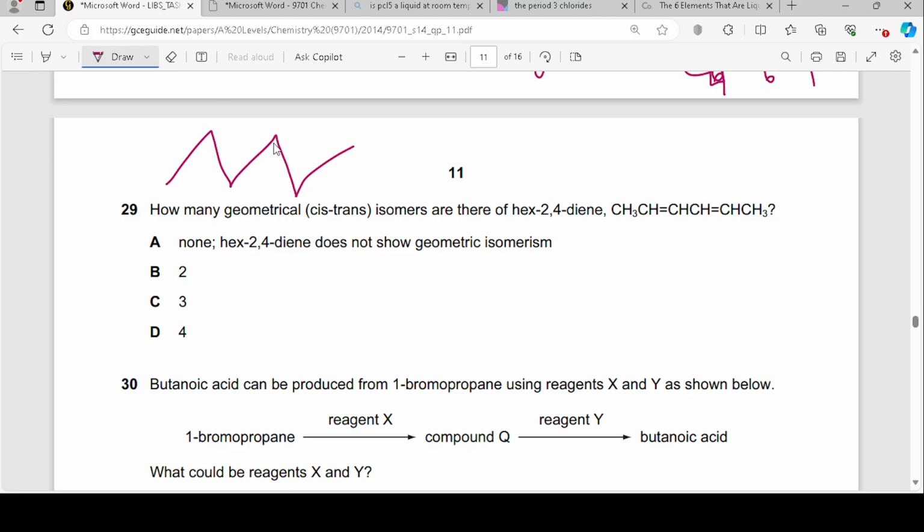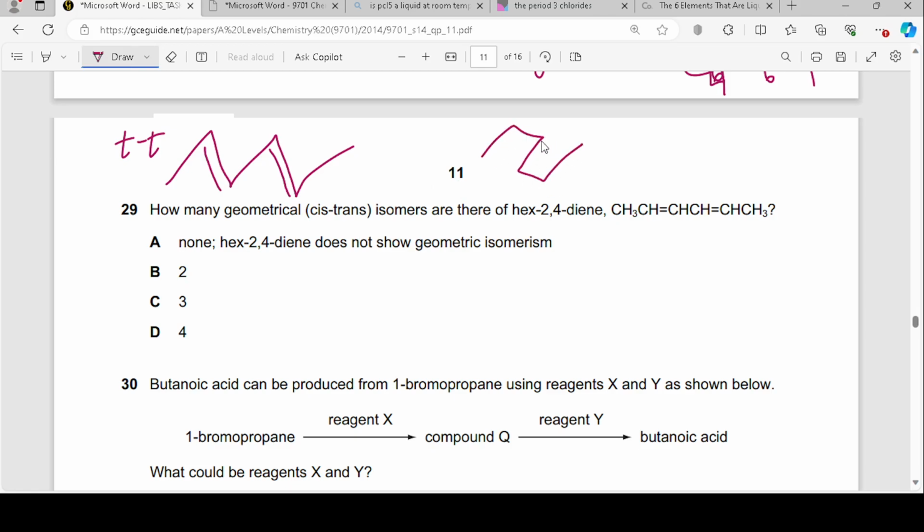Anyways, so you have 1, 2, 3, 4, 5, 6, and you have double bonds at the 2 position and at the 4 position. Firstly, this one is the trans isomer, because you can see the two CH3 groups, the higher molar mass groups, are opposite to each other. The trans to each other is the proper term, I suppose.